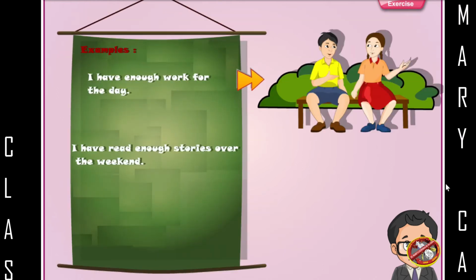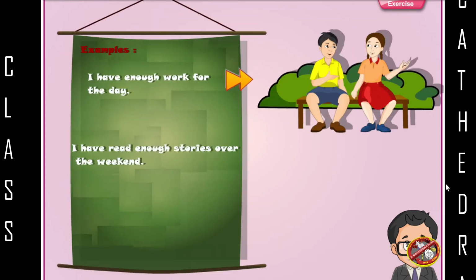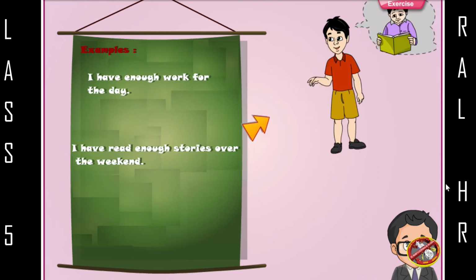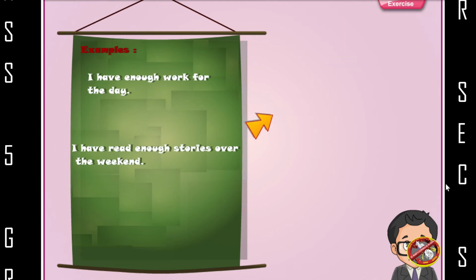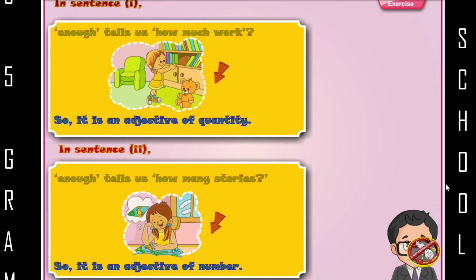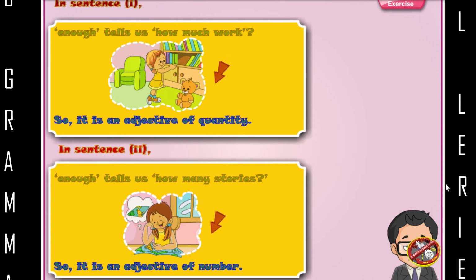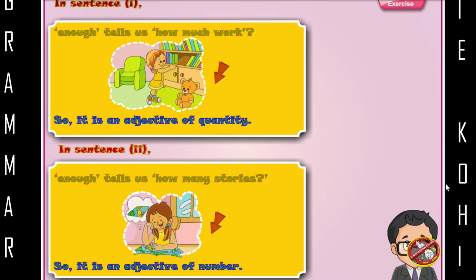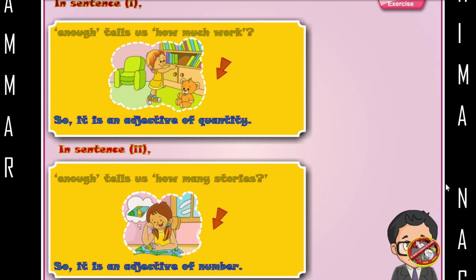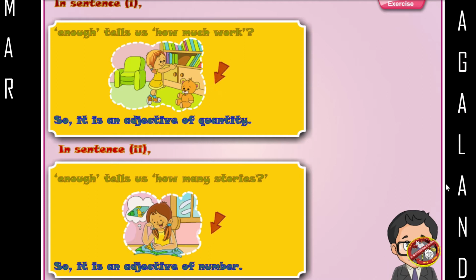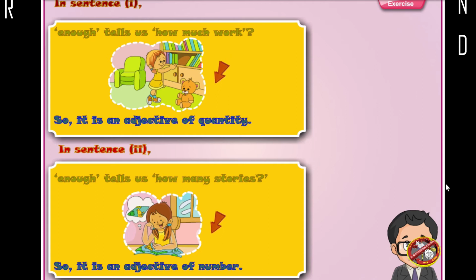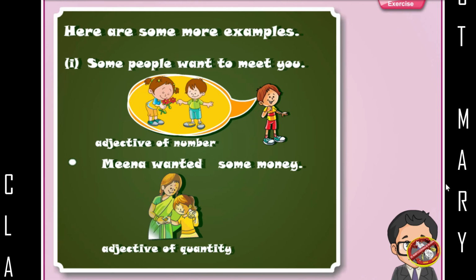Examples: I have enough work for the day. I have read enough stories over the weekend. In sentence 1, enough tells us how much work, so it is an adjective of quantity. In sentence 2, enough tells us how many stories, so it is an adjective of number. Here are some more examples.